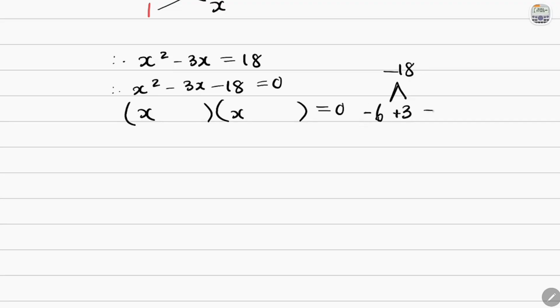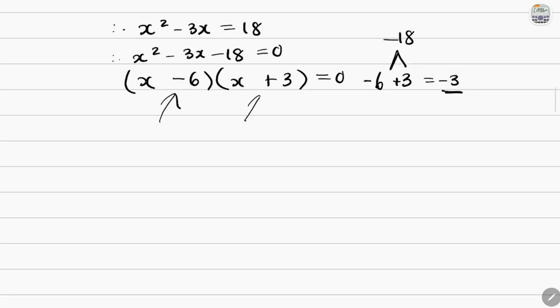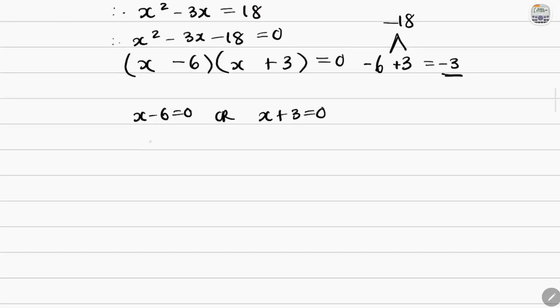But negative 6 plus 3 is negative 3. So there we go. We do get that middle coefficient. So we know that our factors are negative 6 and positive 3. And so we have something times another thing gives us 0. The only way this is possible is if x minus 6 is equal to 0 or x plus 3 is equal to 0. And so finally x is equal to 6 or x is equal to negative 3. And these are our answers.